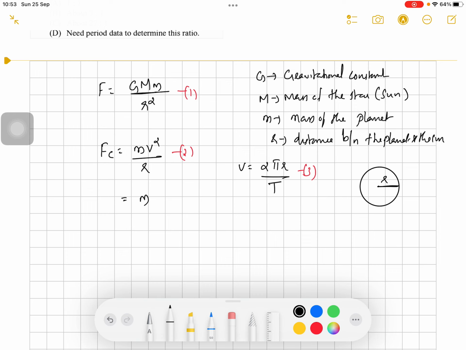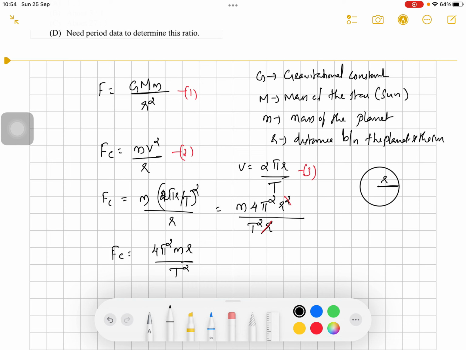So when you use equation number 3 in equation number 2, Fc is equal to m into v square, that is (2 pi r by T) the whole square, by r. So m into 4 pi square r square by T square r. One r gets cancelled in this expression. So the centripetal force is given by 4 pi square m r by T square. This is our equation number 4.